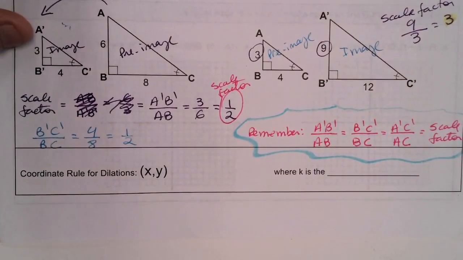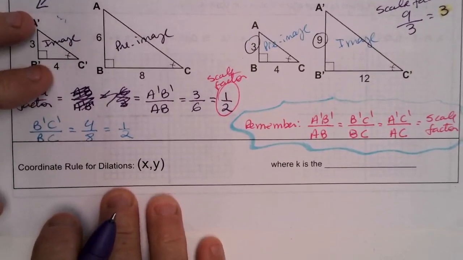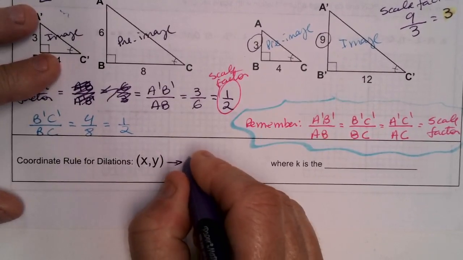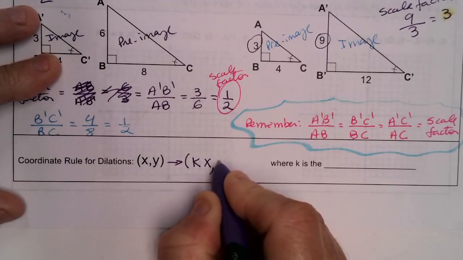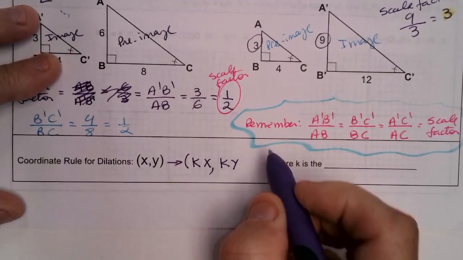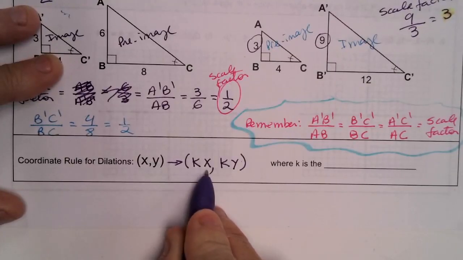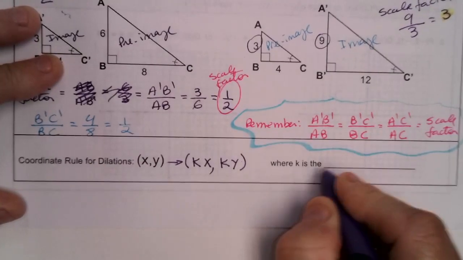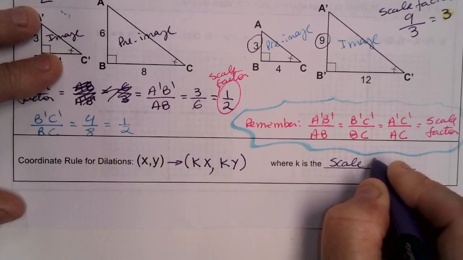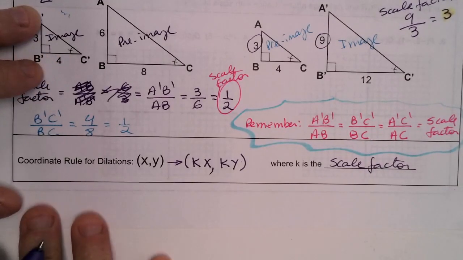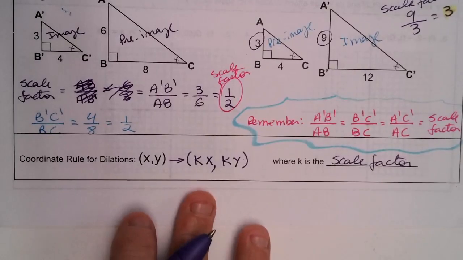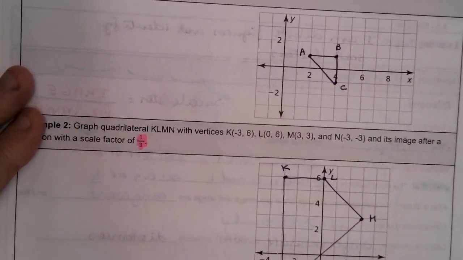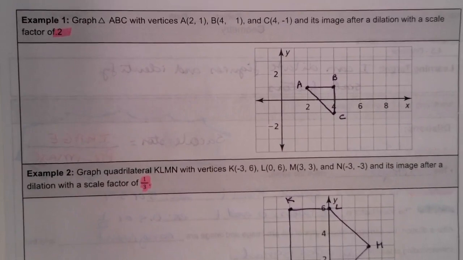All right, now let's take a look at what the coordinate rule looks like. So (x, y) maps to (kx, ky). This is k times x and then k times y, where k is the scale factor. Okay, so if we have to dilate a figure on the coordinate plane, all we have to do is multiply the coordinate points by the scale factor. Let's take a look at what this looks like.